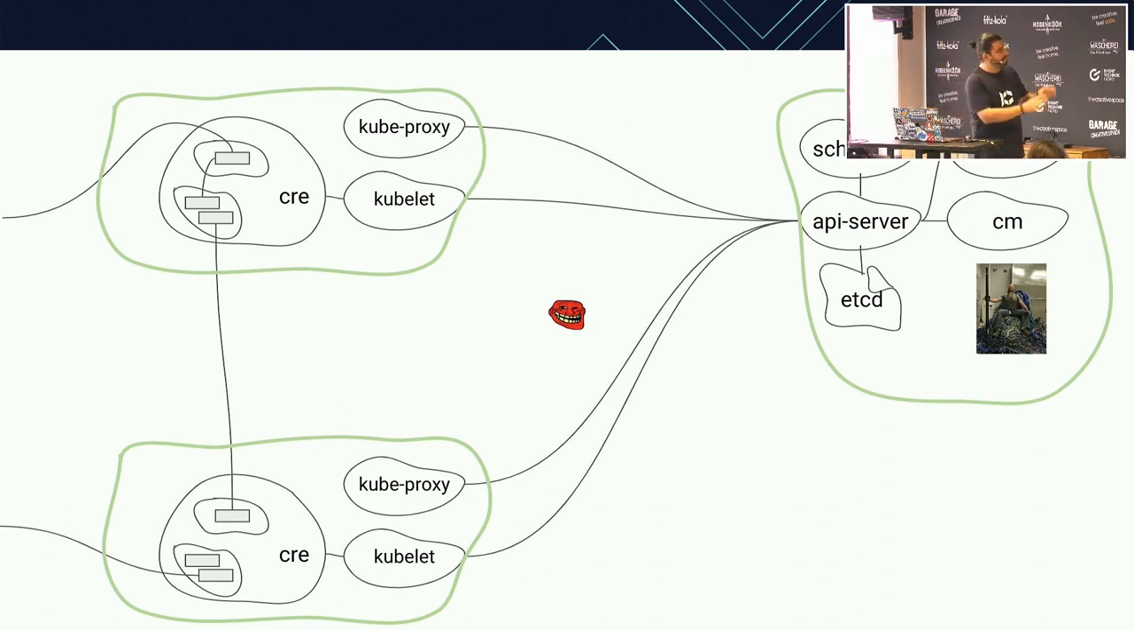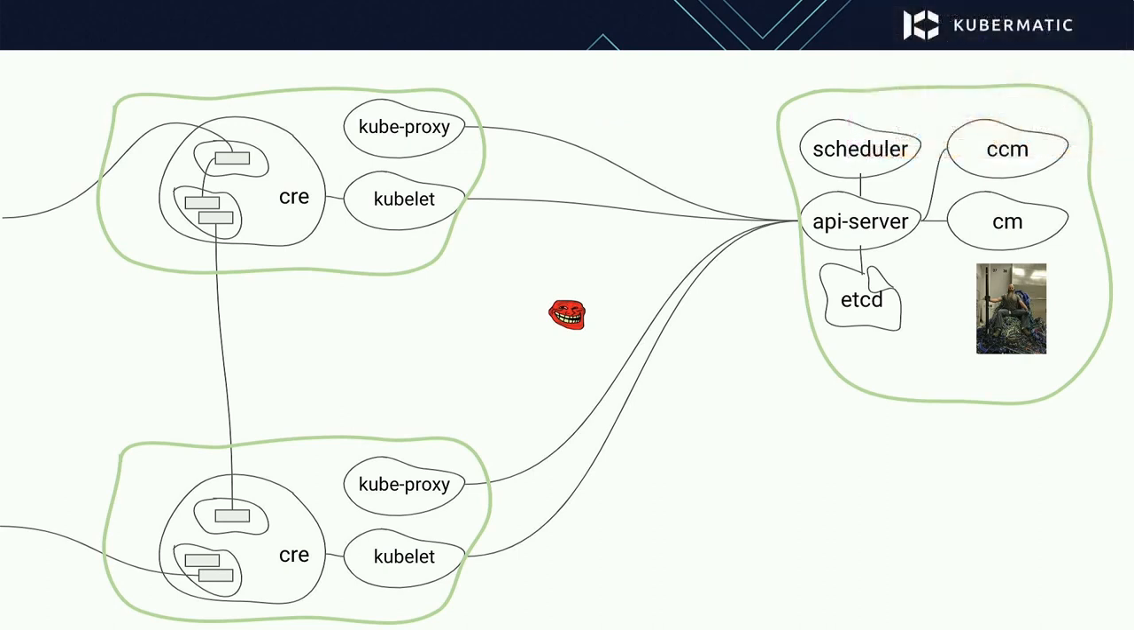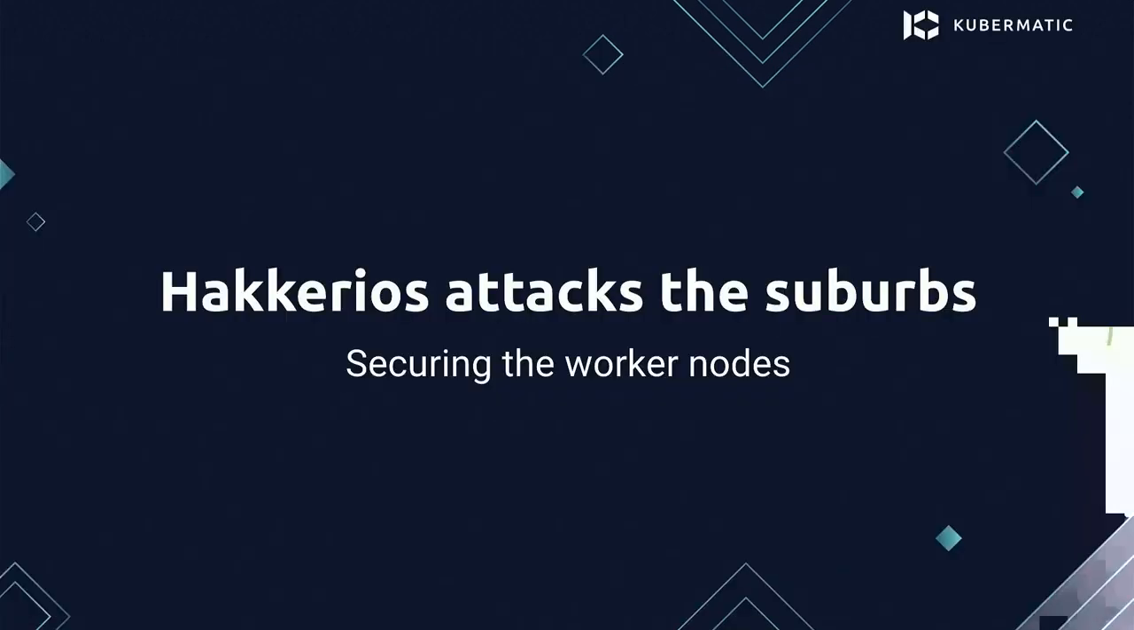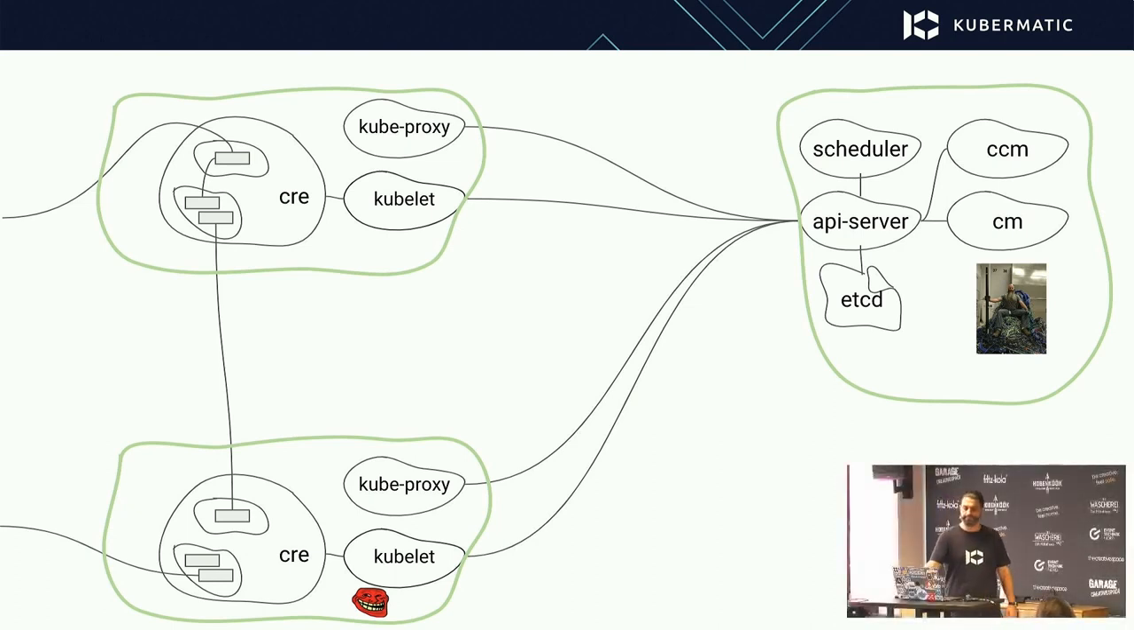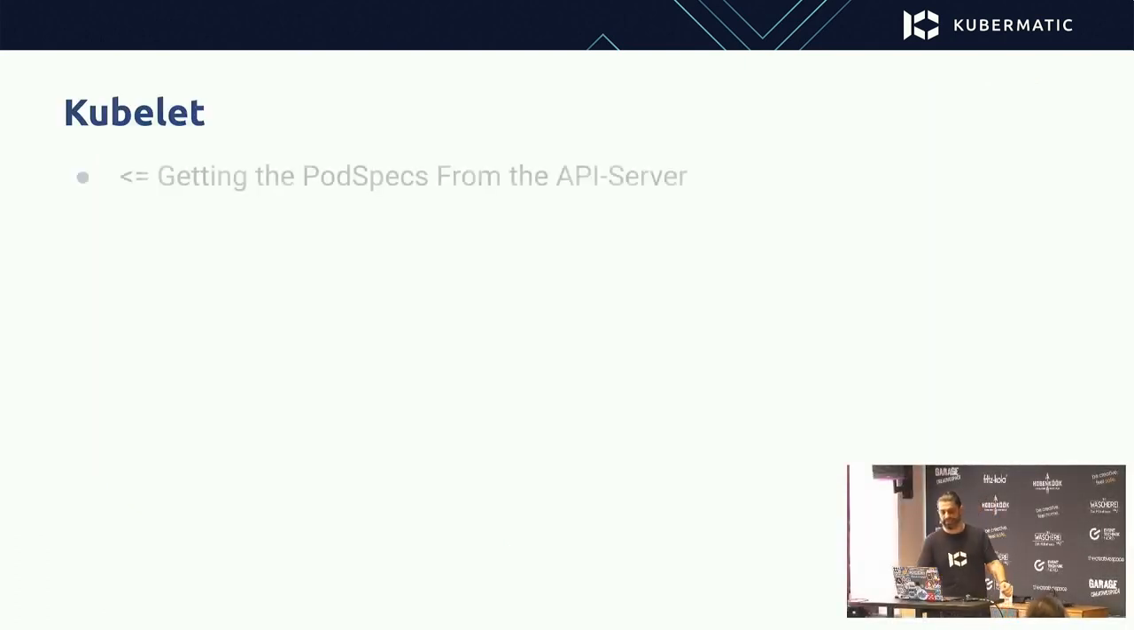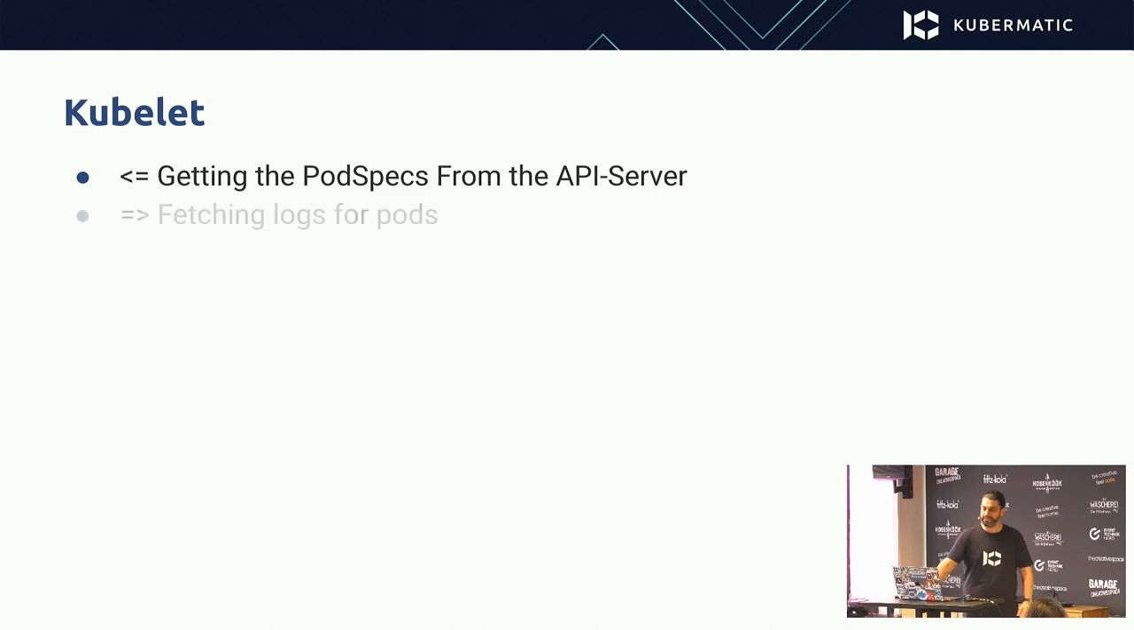So now we have the firewalls around the cities, the green ones. Hackerius cannot attack now. But he decides to attack the suburbs, and we need to secure the worker nodes. So, on the worker nodes, the component that acts as a server or as an API is kubelet. And kubelet is responsible for getting the pod specs from API server, from etcd through API server.